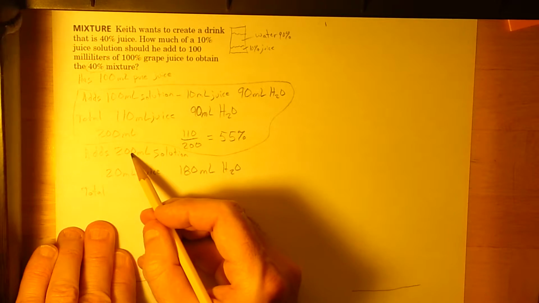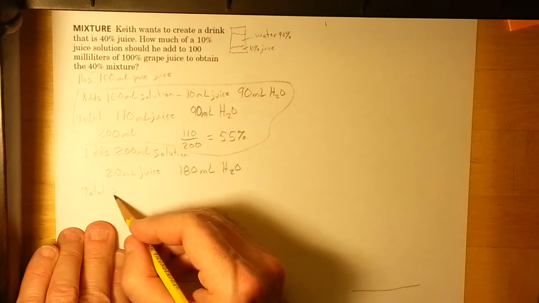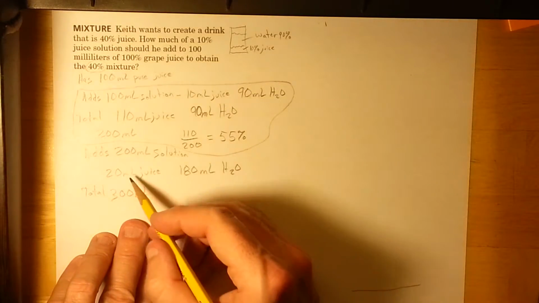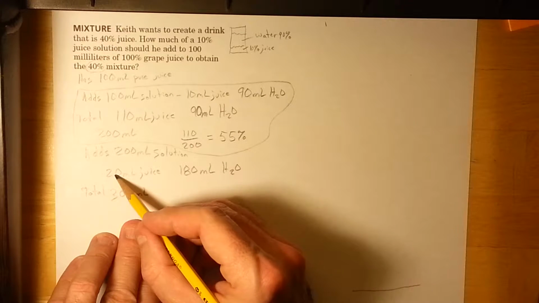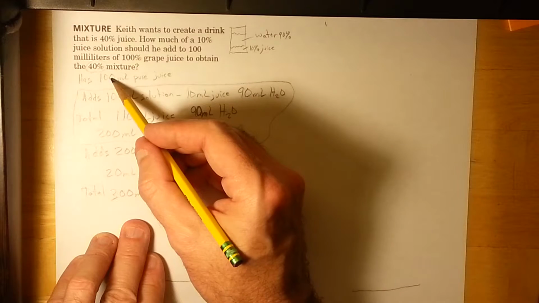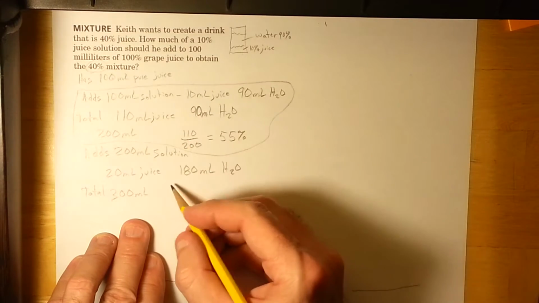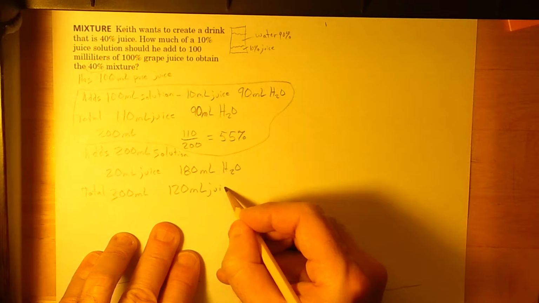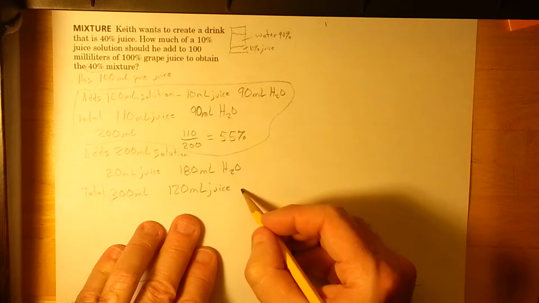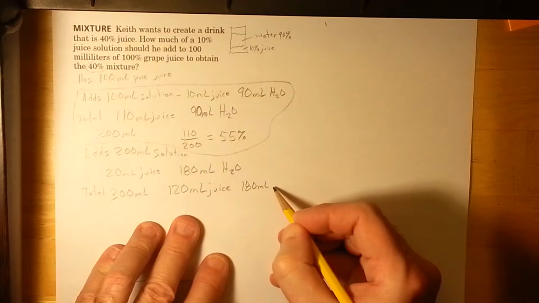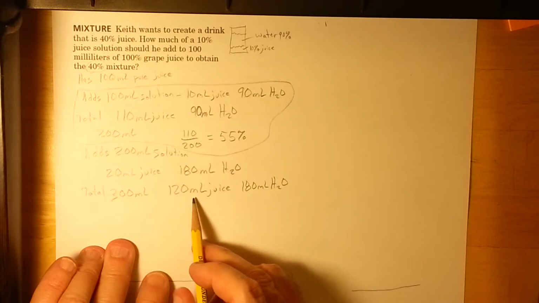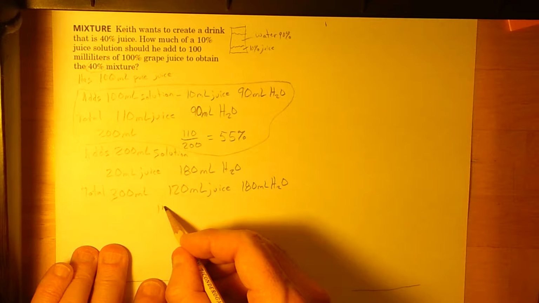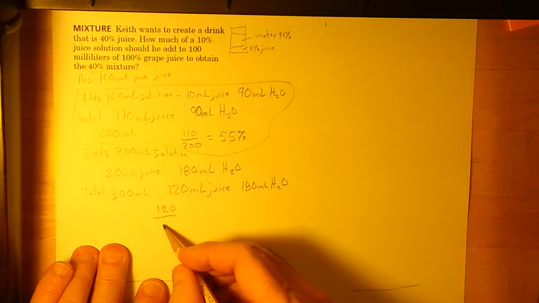Okay, so total, he added 200 to the original 100, so now he has 300 milliliters total. How much is juice? He added 20 milliliters of juice, and he already had 100, so now he has 120 milliliters of juice and 180 milliliters of water. Now we need the concentration, so we focus on juice divided by total. So 120 divided by 300.